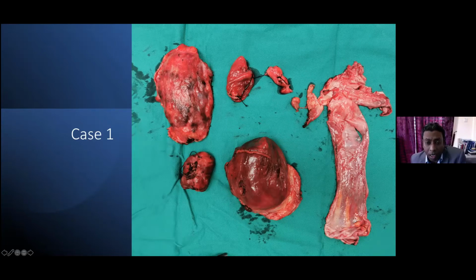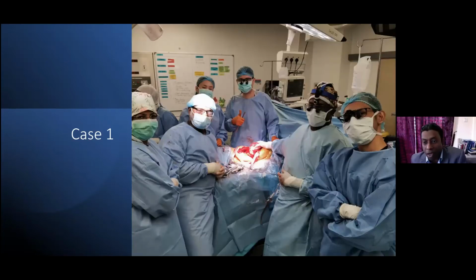And surprisingly, we had a macroscopic R0 clearance and also microscopic R0 clearance from the histology report, which came back as a thymoma B2. So this was the team that was involved in the resection on that day.